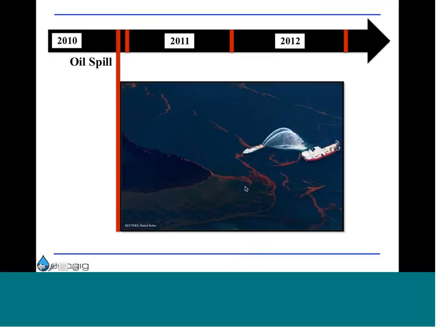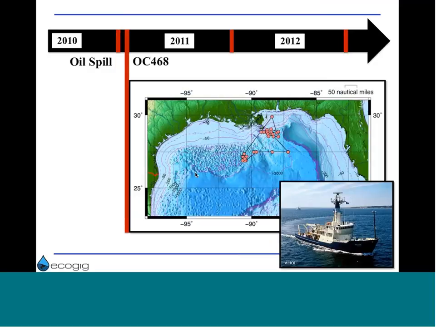Here's a brief timeline of the cruises I'll be showing you. The Deepwater Horizon spill began in April 2010. The mass of the spill really ended by mid-July 2010. The wellhead was declared sealed in early September 2010. We were out there in August, September 2010, immediately after the bulk of the oil had been released.